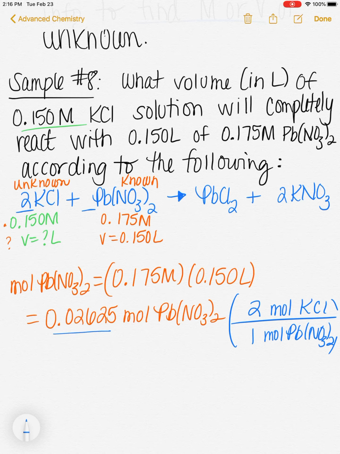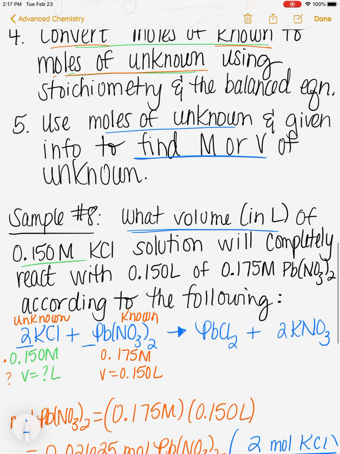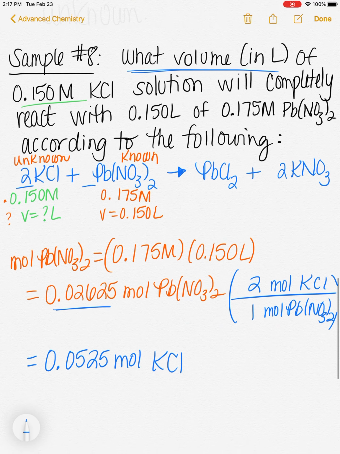So now I'm going to take my 0.02625 and multiply it by 2. That is going to tell me that I have 0.0525 moles of KCl. All right, but the problem is asking what volume in liters I would need. So step 5 on my steps says to use the moles of the unknown that I just found and the given information to find either molarity or volume of the unknown.